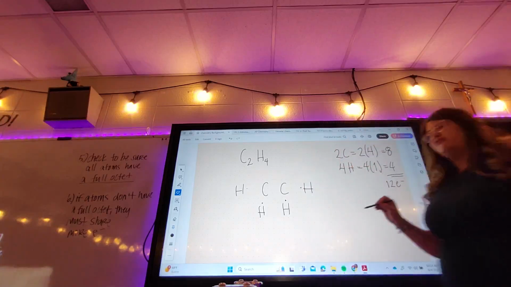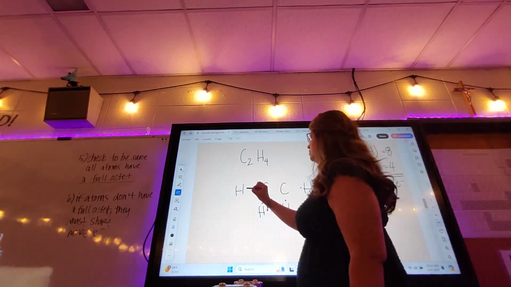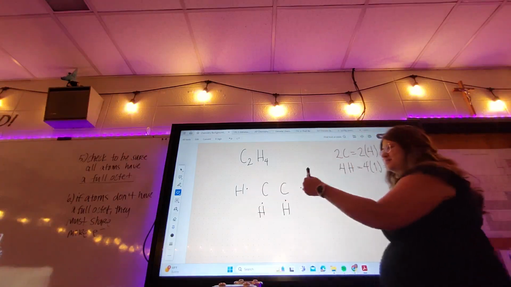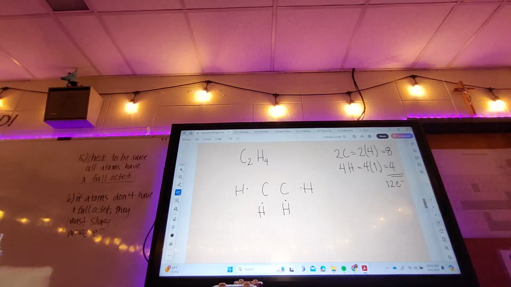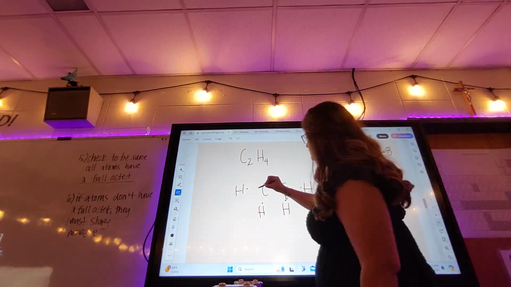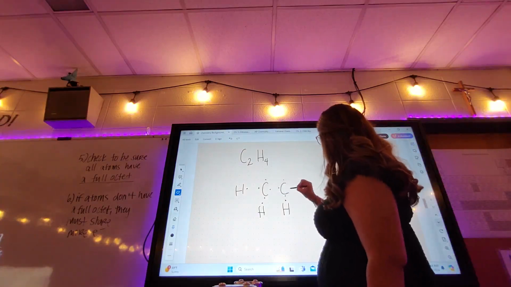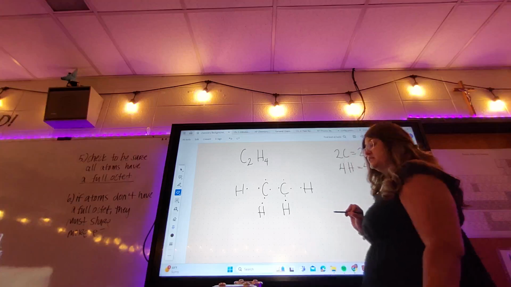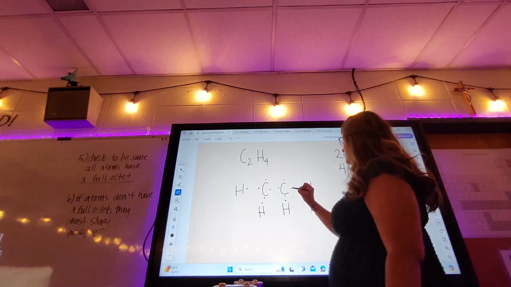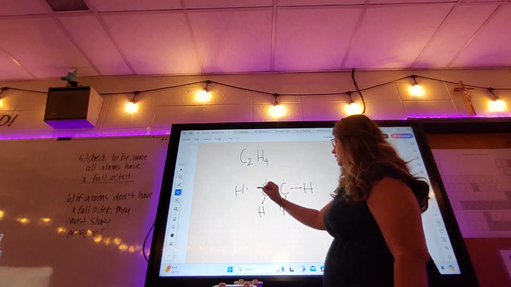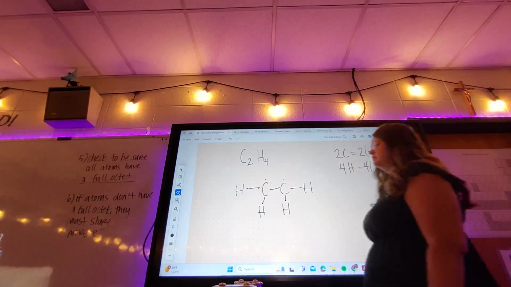And now here, before, remember I said it didn't matter where you put the dots. You want to put the dots closest to the next thing that it's next to, because they're going to share. And then carbon has 4, so 1, 2, 3, 4. Now I'm going to connect the dots between atoms. So 1 here, 1 here, 1 here, 1 here, and 1 here.